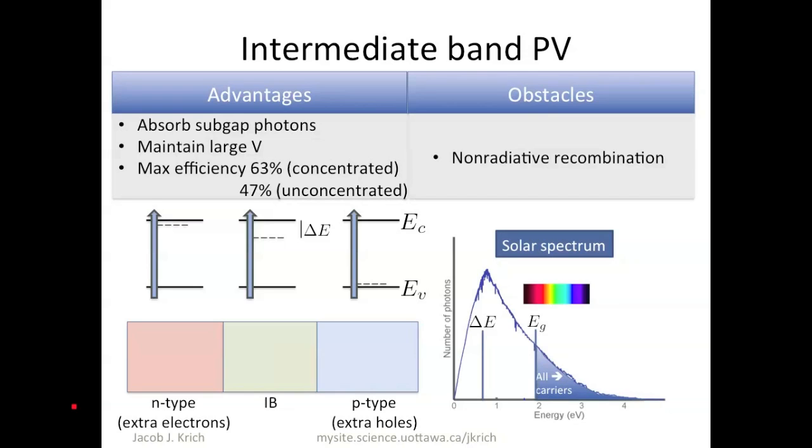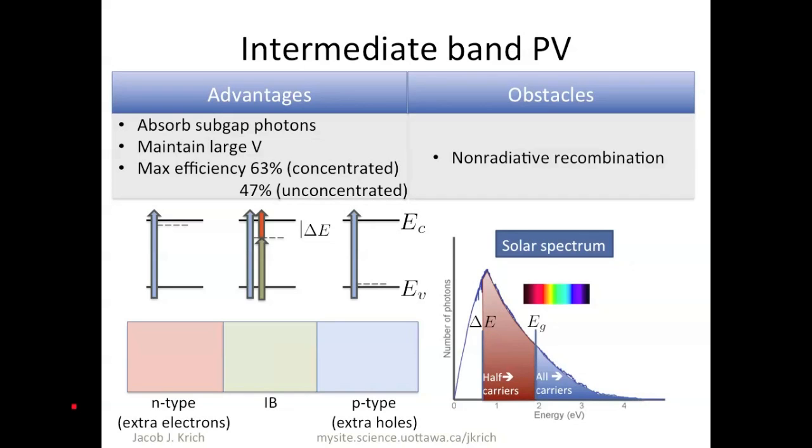Now, inside this intermediate band region, we can also take two low-energy subgap photons and move an electron from the valence to the intermediate band, then from the intermediate band up to the conduction band. So we can effectively turn this portion of the spectrum with energy greater than delta E, which is this little gap here, we could take half of the photons and turn them into carriers. When you do this right, you can set the voltage by the large band gap of the outside. So you can keep a large voltage while increasing your current, which ideally under fully concentrated sunlight can give you a detailed balance efficiency limit of 63%, or in one sun, 47%, so about a 50% increase over the Shockley-Queisser limit, which is why people are interested.